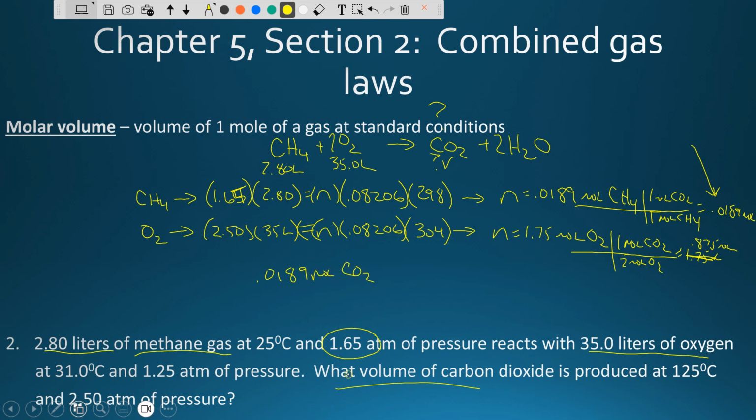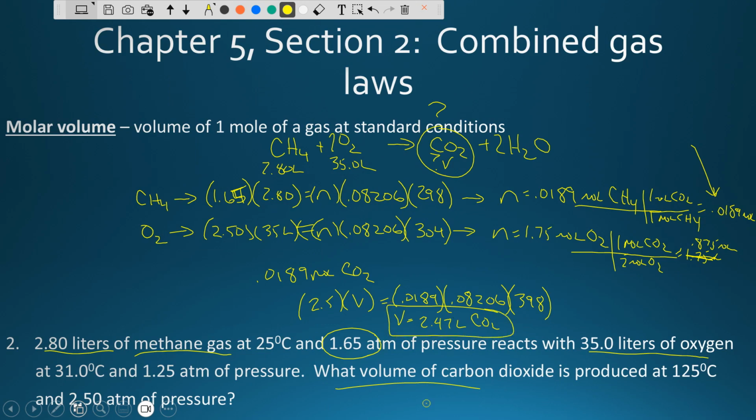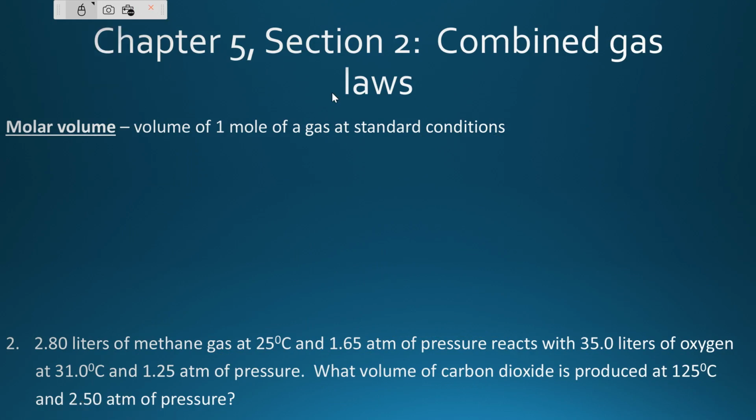And so I can plug that in for my n value, because remember, they're ultimately wanting volume, okay? So I have 2.5 atmospheres at the end. I want to know my ending volume, and I have a 0.0189 that I determined through limiting reagents. 0.08206 as my constant, and 398 is my ending temperature. So my ending volume after all of this is 2.7 liters, and that is of my carbon dioxide. All right, so limiting reagent problem still works there, and then we can plug in and move forward with the ideal gas law.